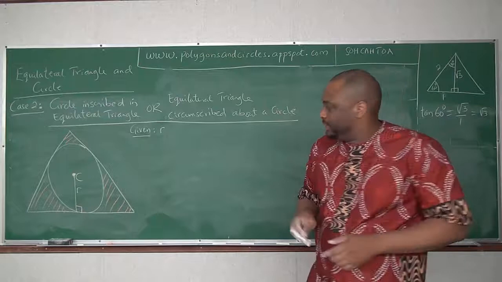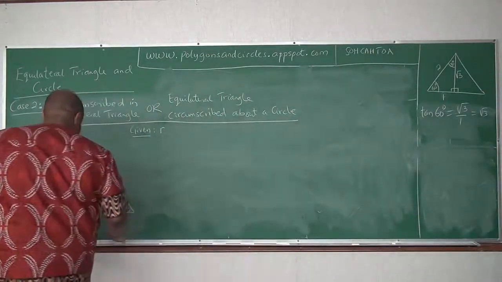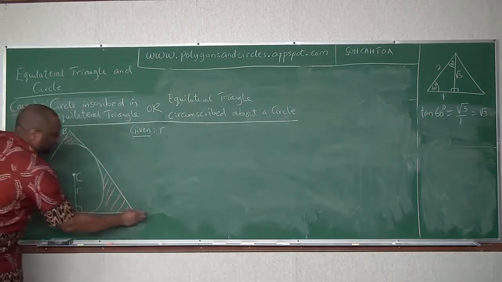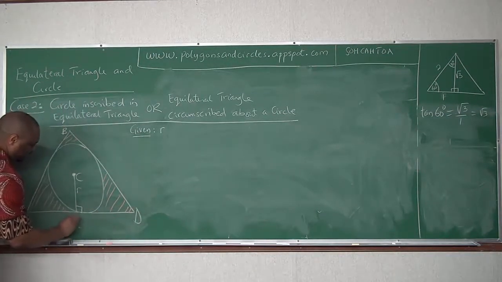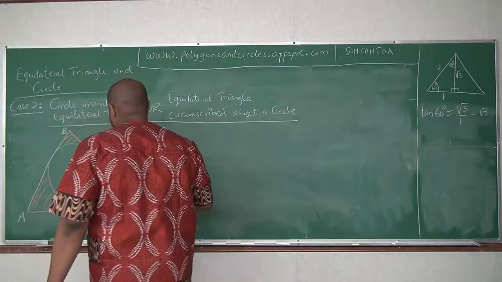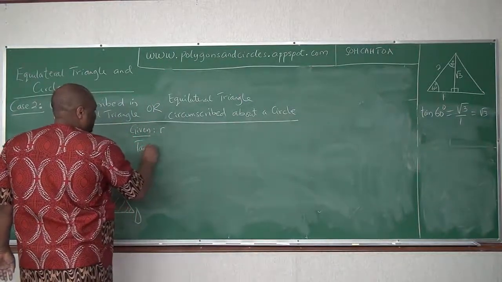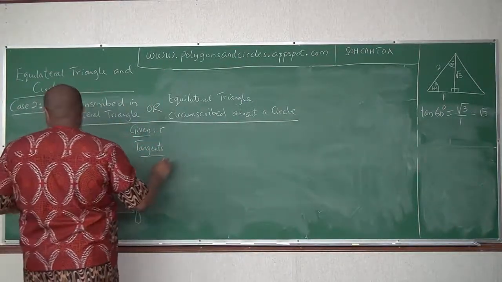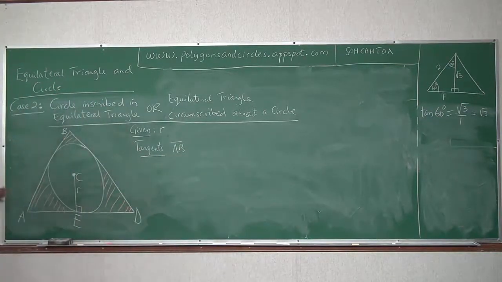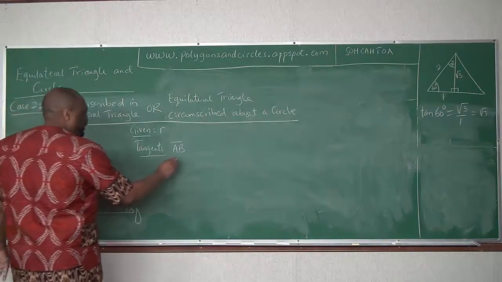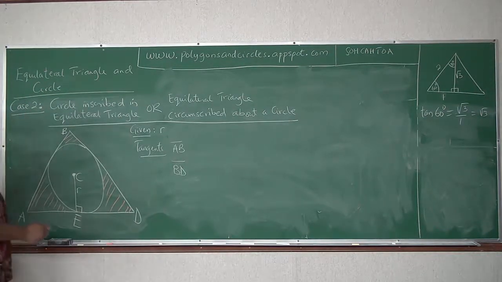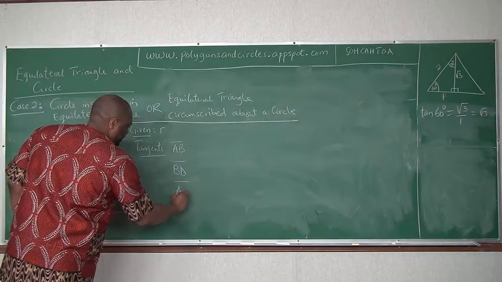Here we actually have 3 tangents. We have tangents to circles here. Let's call this A. Let's call this B. Let's call this D. Let's call this E. Okay? So we have the tangents to the circles. Line segment AB is a tangent to the circle. Line segment BD is a tangent to the circle. Line segment AD is a tangent to the circle.